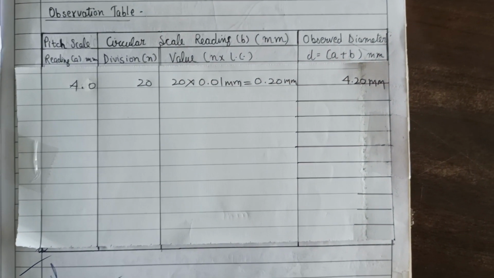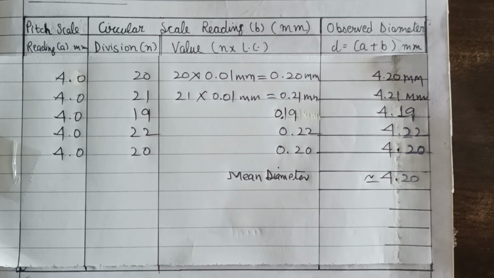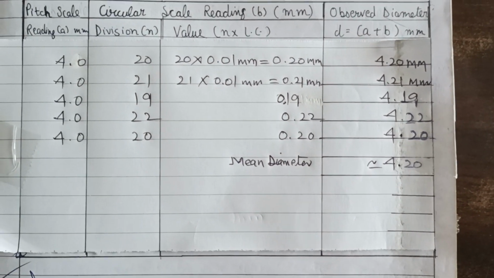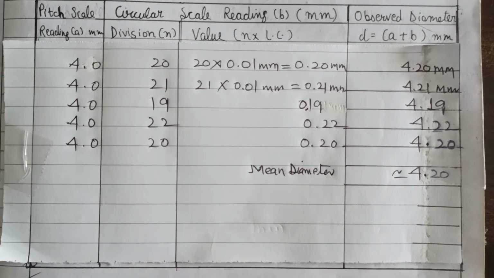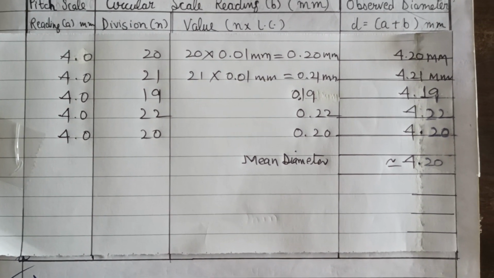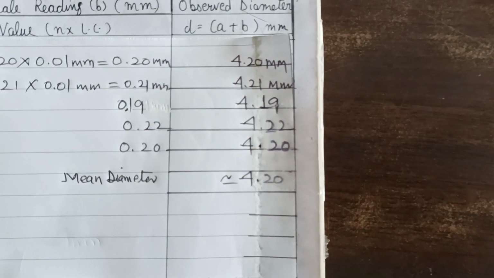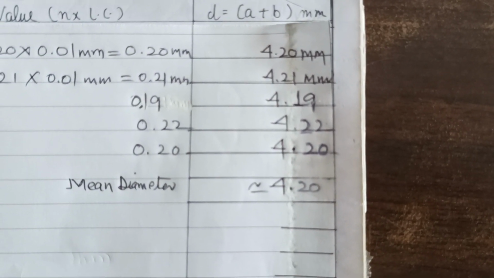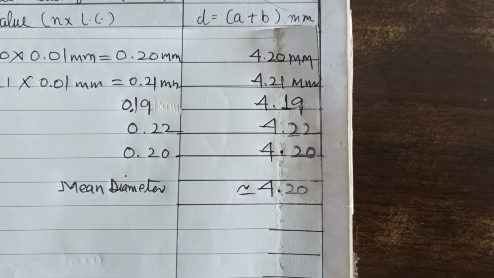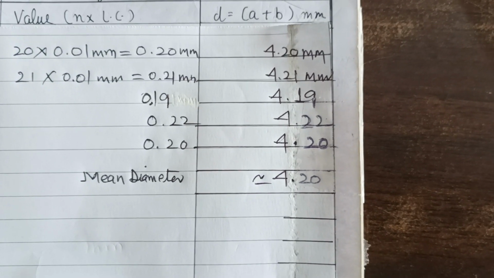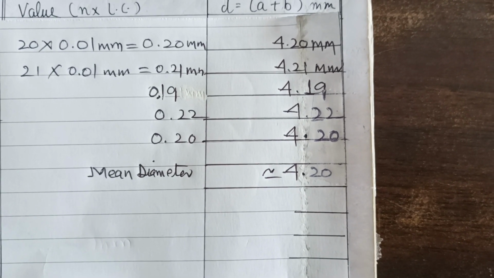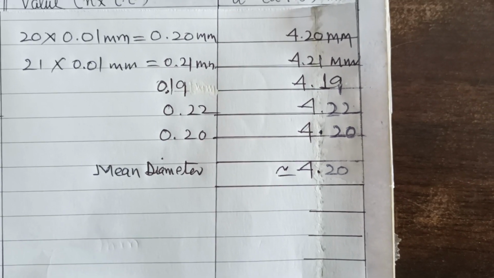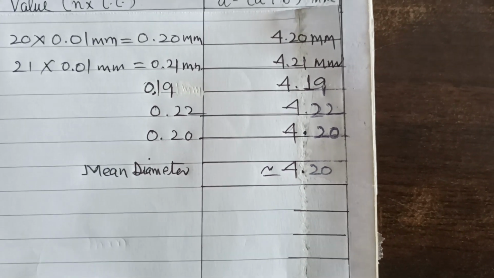So we will take a few more observations. We have taken these 5 readings. In normal labs you are expected to take 10 readings, but for this online explanation we are giving you 4 or 5 readings. After taking the mean, and rounding off to the correct decimal place, the final mean diameter is 4.20 mm. So this is your final reading, 4.20 mm, the measured diameter of this rod.